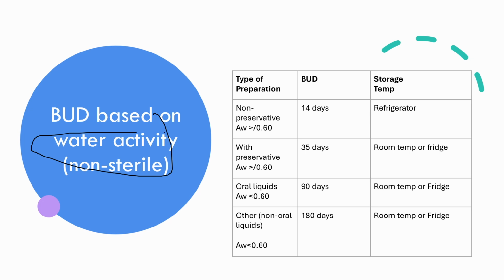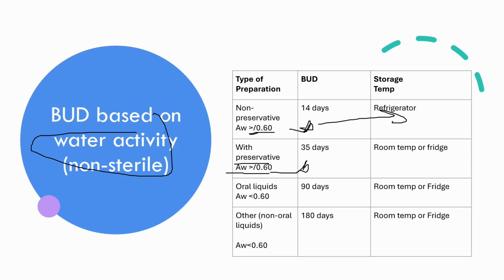If it's greater than or equal to 0.60, and it's non-preservative, you're dealing with 14 days and it needs to be kept in a fridge. However, if there's a preservative, the AW is greater than 0.60 and it's 35 days and can be kept at room temp or fridge.